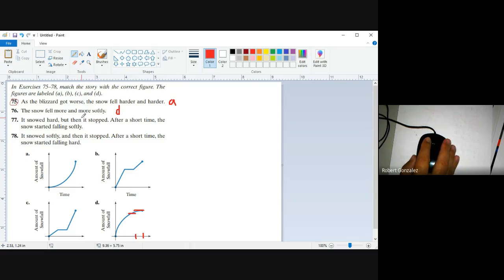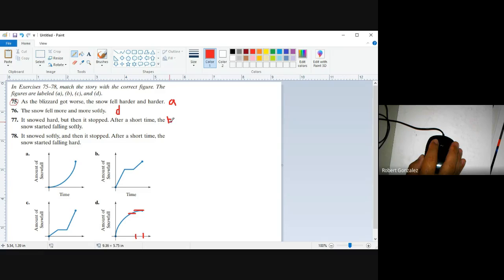77. It snowed hard, but then it stopped. After a short time, the snow started falling softly. So here it looks like it went up, it went soft, and then it has a lower slope. Lower slope. So I'm going to guess B.